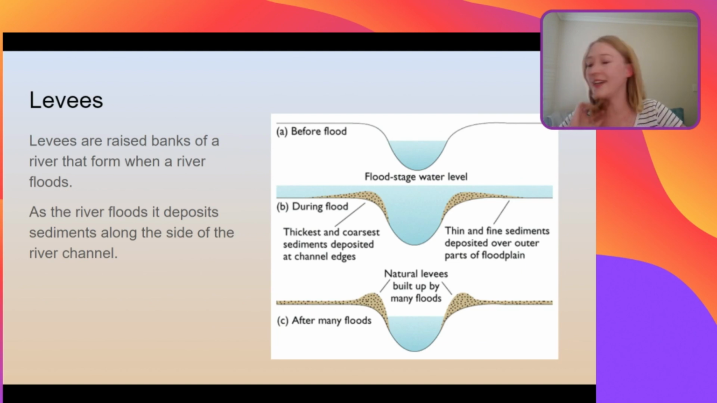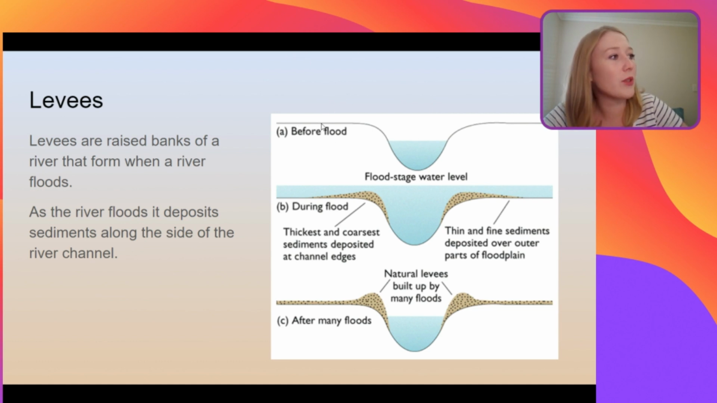Okay, levees. Coffee. Levees. We get natural levees and we get man-made levees. So man-made levees can help prevent floods. Natural levees are formed by floods.